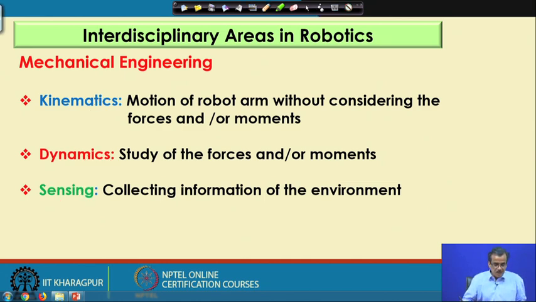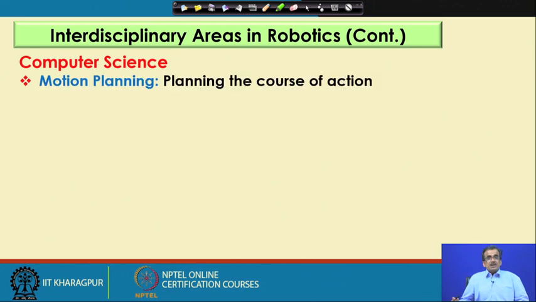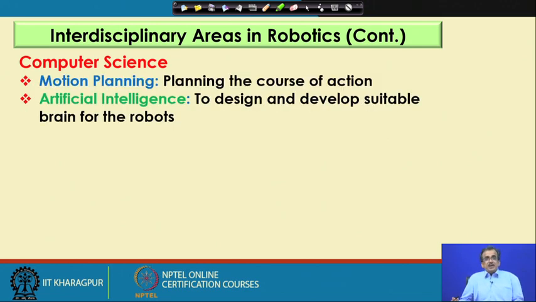And then comes motion planning. If you want to make these robots intelligent, you will have to make some planning. We will have to plan the course of action, and we take the help of a few motion planning algorithms.